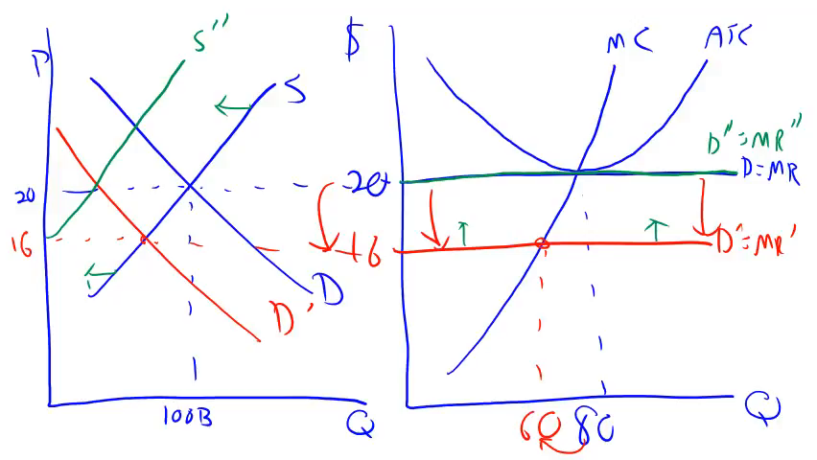So what's going to happen? Price will fall in the short run. It'll rise back to its initial level in the long run. Quantity will fall in the short run and will rise back to its initial level in the long run.